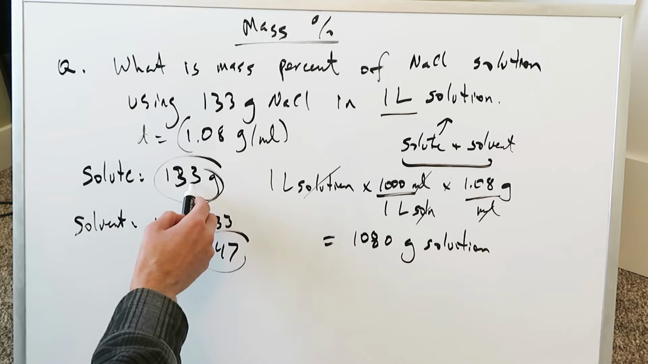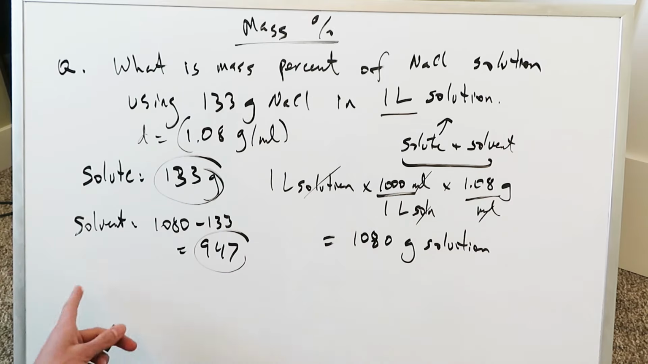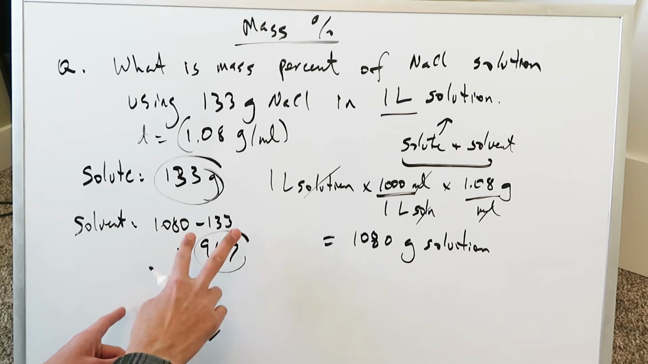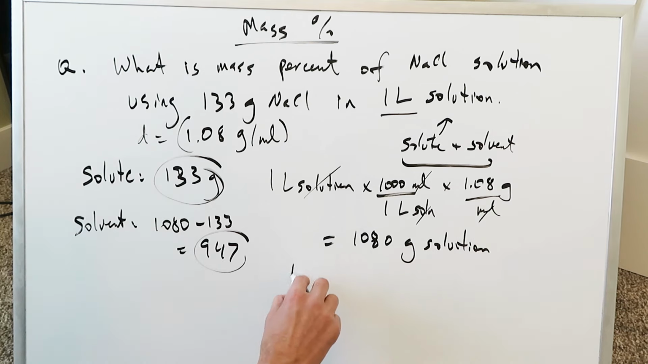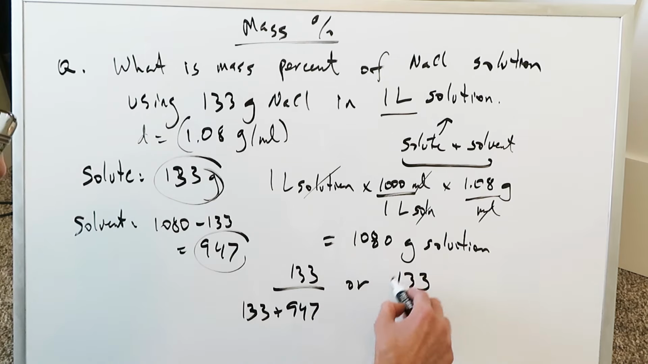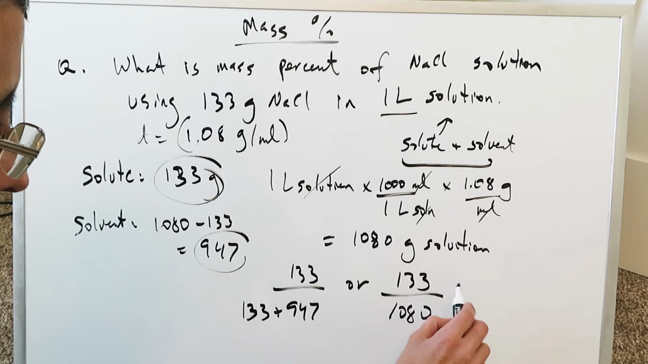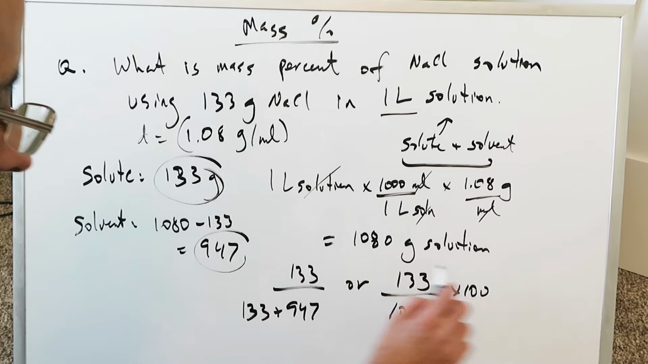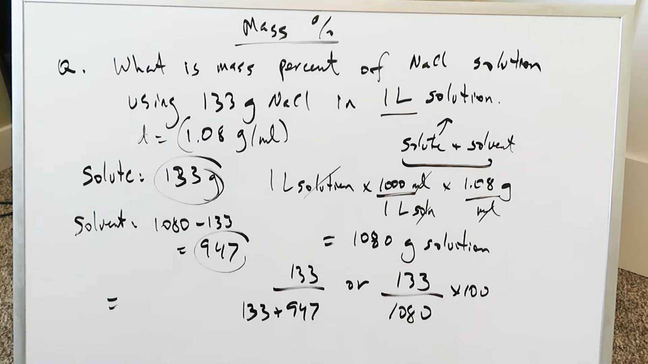Mass percent is equal to mass of solute divided by mass of solute plus mass of solvent, or the mass of the solution. You would do 133 over 133 plus 947, or you could have just done 133 over this figure you've determined, 1080. And you multiply by 100, and that'll give you exactly the mass percent of sodium chloride in this solution. It'll be 133 divided by 1080 times 100. You're getting 12.31% NaCl mass percent.